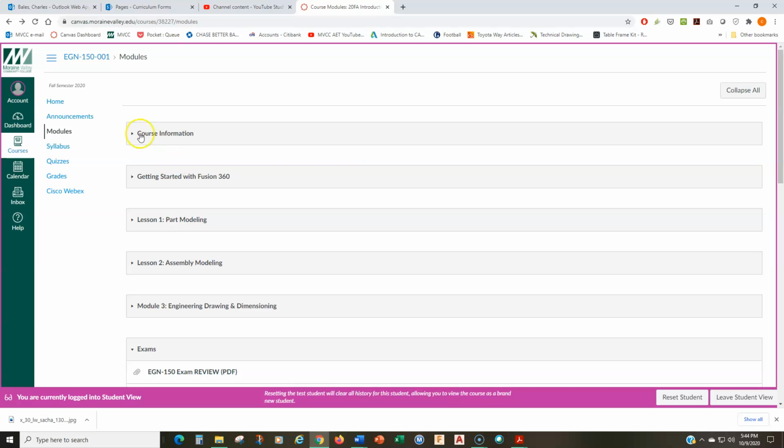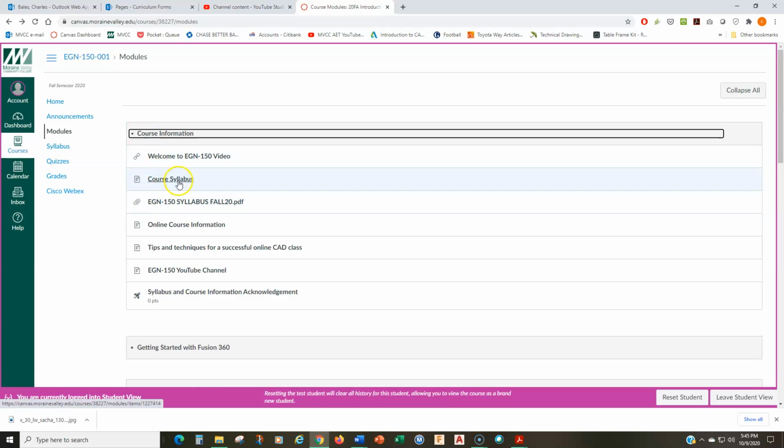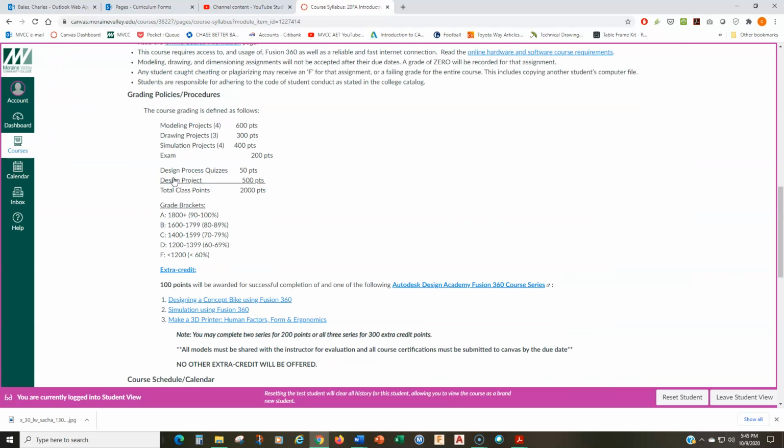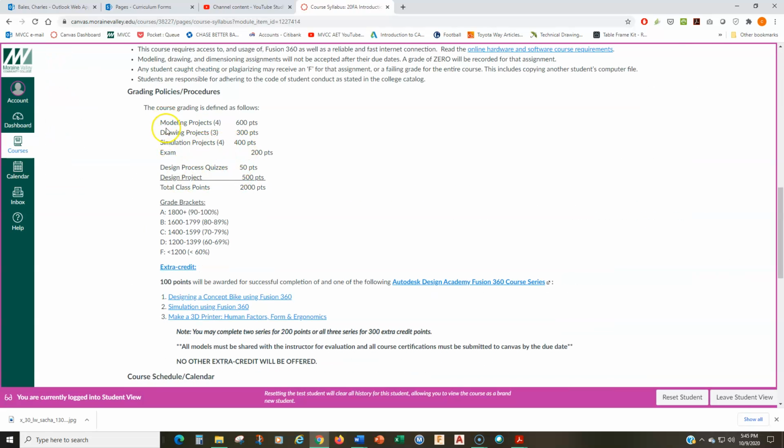It is worth... let's look at the syllabus here so I can show you. The midterm exam is going to be 200 points. Okay, so you don't want to throw 200 points away. That's 10% of your final grade total, right? The total class points is 2,000. 10% is 200. So that's 10% of your final grade.